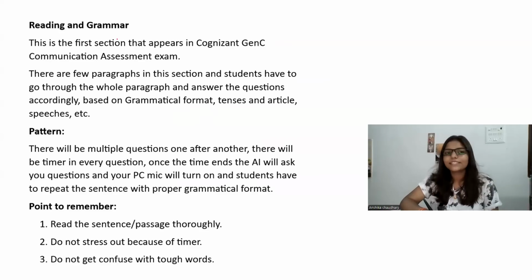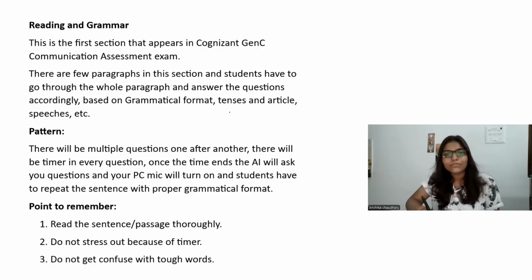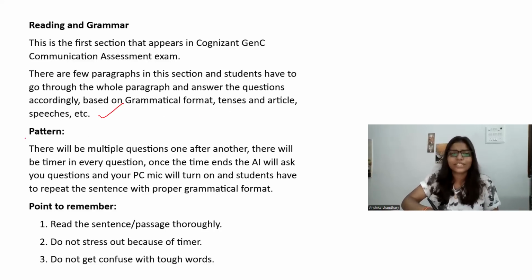So the very first section is reading and grammar. To test your reading ability and grammar ability, the communication assessment usually takes place in Cognizant. This is the very first section that appears in the Cognizant GenC communication assessment exam. There are a few paragraphs in this section, and students have to go through the whole paragraph and answer the questions accordingly, based on grammatical format, tenses, articles, parts of speech, etc. So while answering the questions, make sure your grammar is correct. Make sure to use correct sentences and correct articles, right? Then only will you get good marks in this particular section.